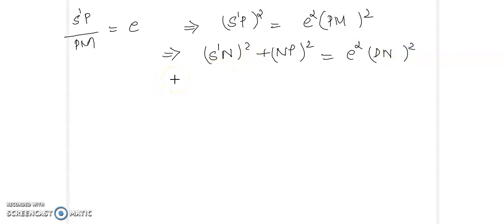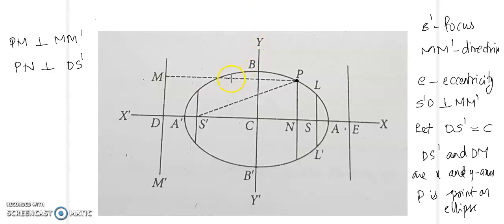And now S dash N whole square will be, so let us look at what is S dash N. ഇനി N ന്റെ X component എന്ന് പറയുന്നത് that will be same as the X component of the point P. So here the X component is equal to X.